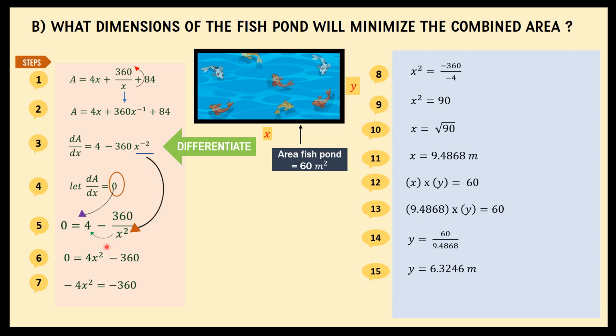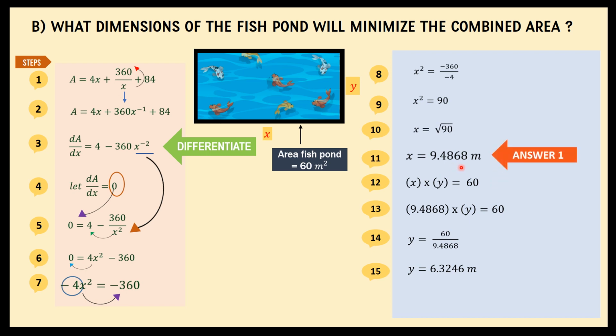And then we have to times x squared on both sides. So now we get 0 equal to 4x squared minus 360. Bring 4x squared to the left side. So negative 4x squared equal to negative 360. So now we have to move negative 4 to the other side. So x squared equal to negative 360 divided by negative 4 is 90. So next step is we have to move the square to the other side. So x equal to square root of 90 is 9.4868 meter.